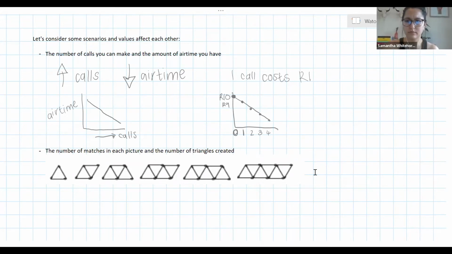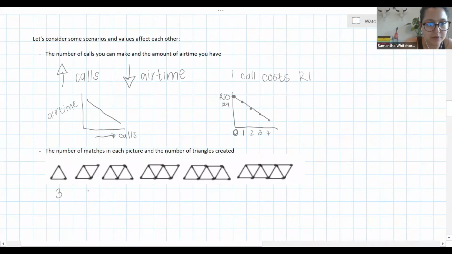Ma'am, if we had 6 matchsticks, then we'd have two triangles. Okay, cool. Now, if I had, let's say, 2, 4, 6, if I had 7 matchsticks, how many triangles would I be able to make? Ma'am, I think, I'm not sure, ma'am. I think maybe 14. Oh, 3.